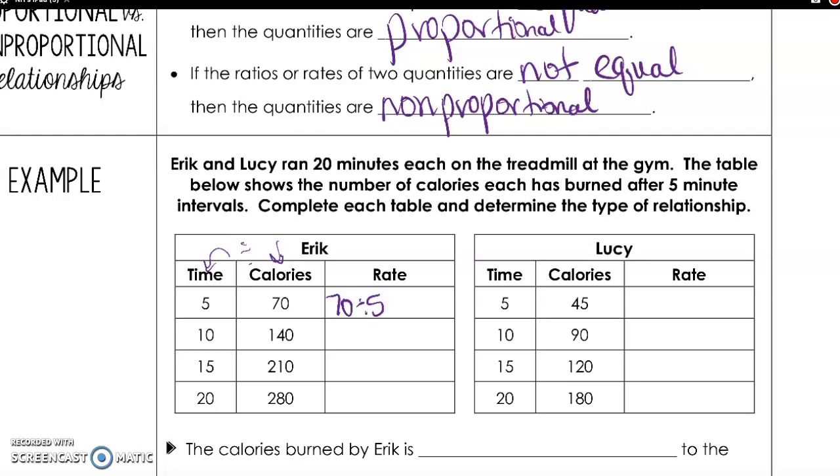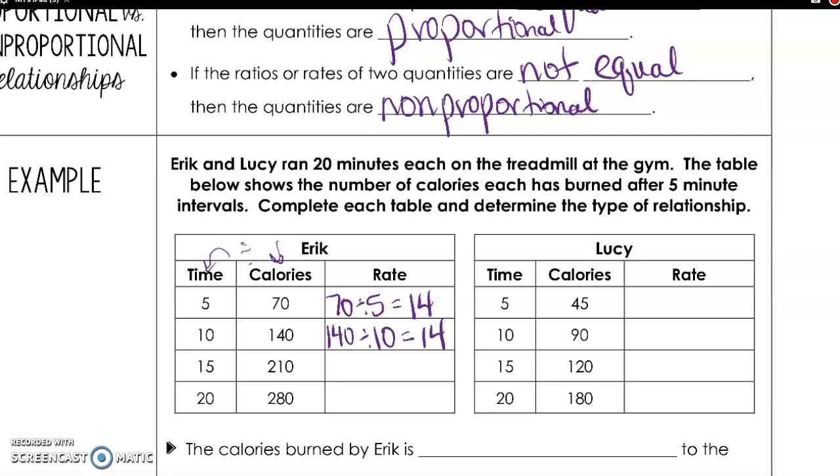All right, so you don't do 5 divided by 70. It would still work if you did it the other way, but we need to think about what the actual label would be, and it would be calories per minute. Eric was burning 14 calories per minute. All right, so then we do that again. 140 divided by 10 is also 14.